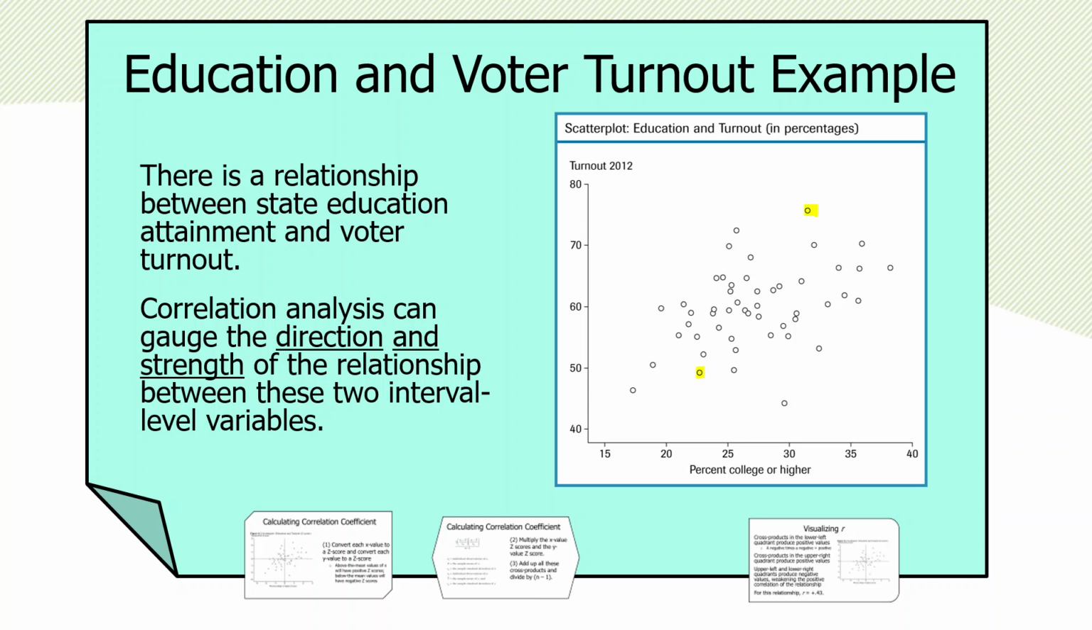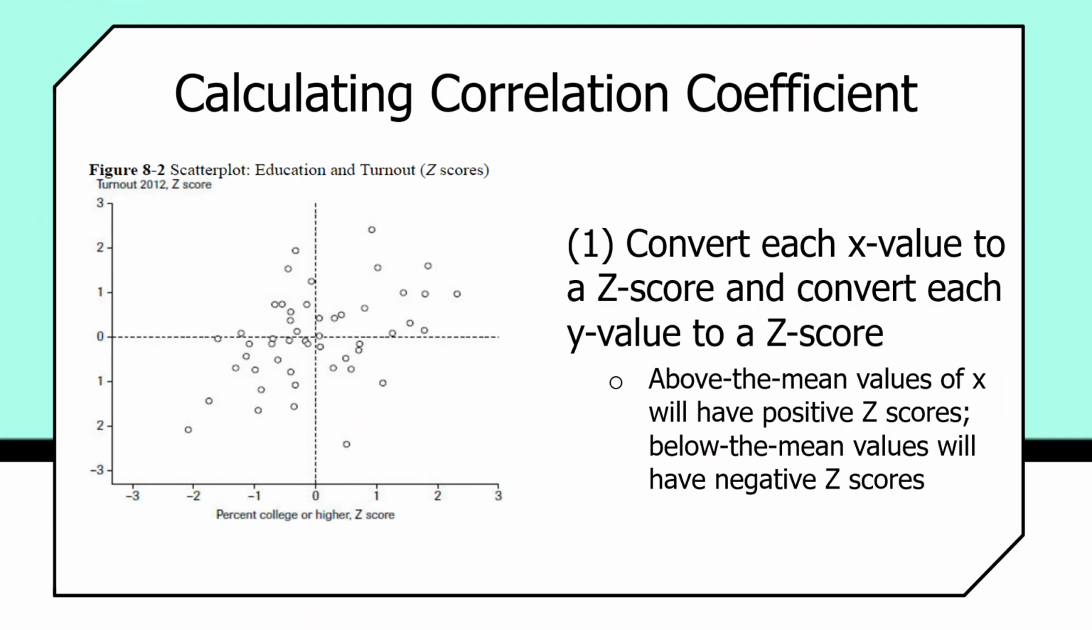Now, we could go ahead and characterize all the states so you can get a feel for it, but the correlation coefficient doesn't rely on what are called units of measure, percentage college or higher, or percent turnout. The correlation coefficient relies on z-scores. Now this pattern is identical. The states are in the identical positions, but now their scores, their percentages in terms of college or higher and turnout, have been converted to z-scores.